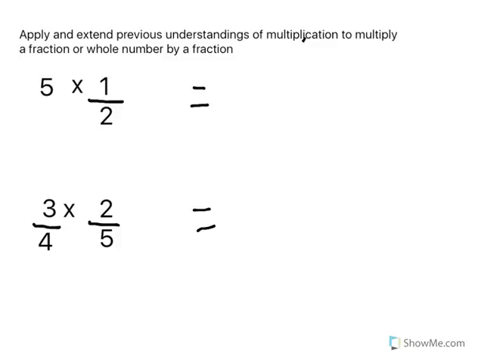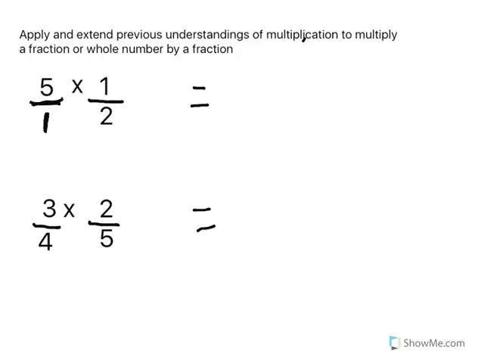Here on our next concept, we will be multiplying fractions by fractions and also multiplying whole numbers by fractions. So let's get to it. So we have 5 times 1/2. If I have a whole number, I always like to put it over 1, just to make it into fraction form so we can see it better.